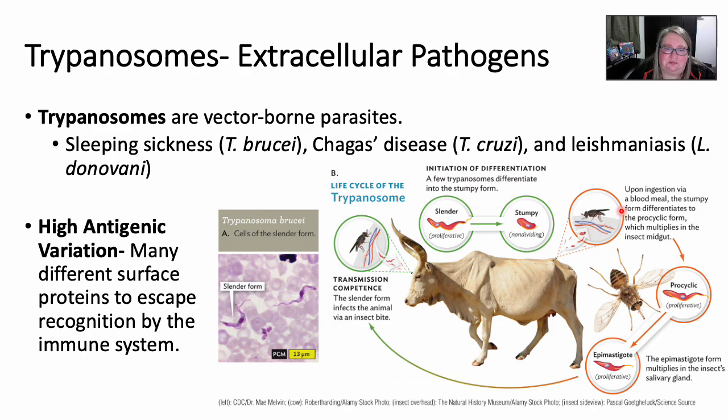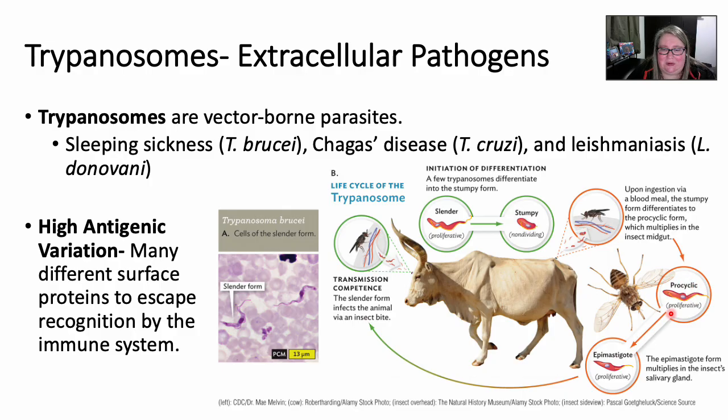The trypanosome is going to go from what is called its stumpy form to its procyclic form. And once it's in its procyclic form, it can start to multiply. So it's going to multiply a lot in the tsetse fly's gut.